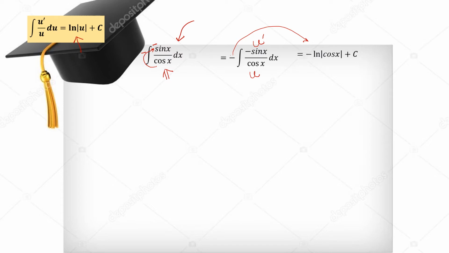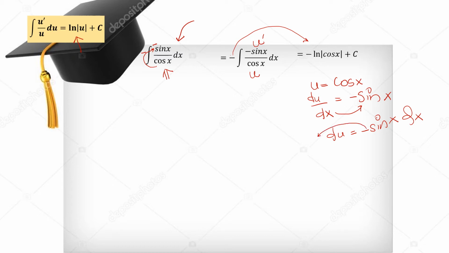If someone has not understood how to do it, then always write the denominator as your u. Once it is done, take the derivative of this function. You will get negative sin x. Now bring the dx to the other side. You will get du equals negative sin x dx. In your question, the negative is not there, so shift the negative to the other side. So you will get negative du equals sin x dx.